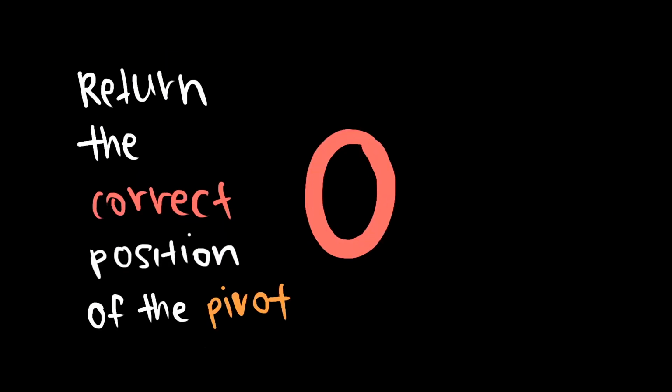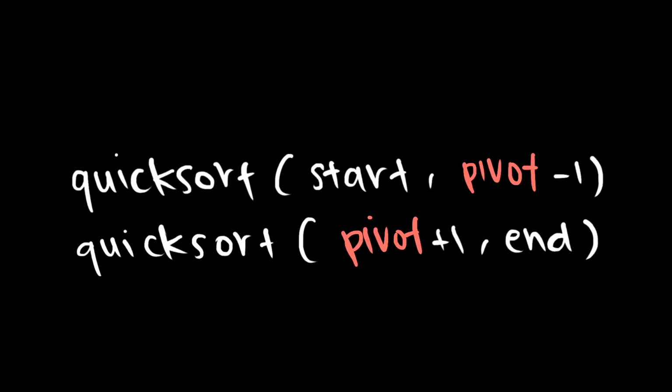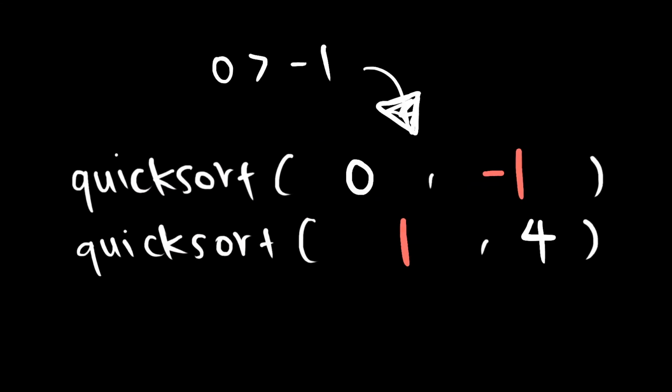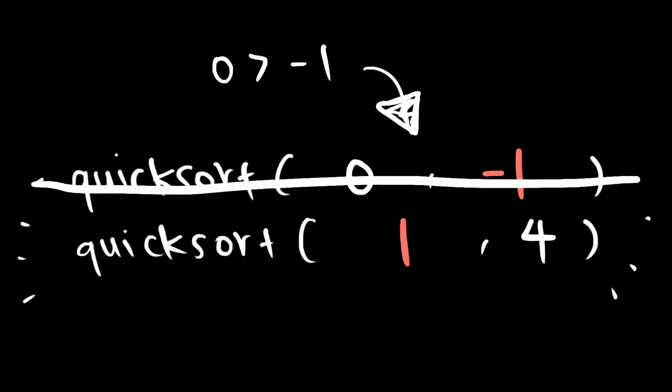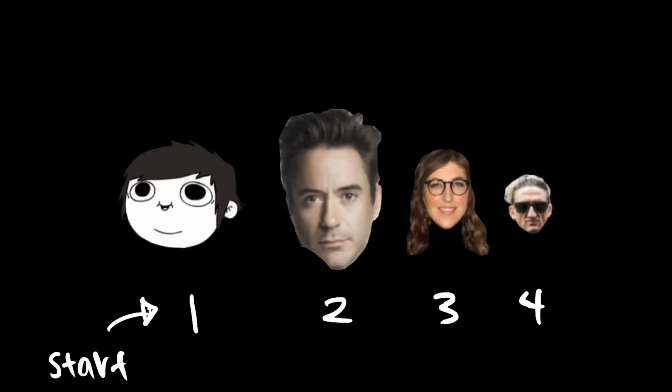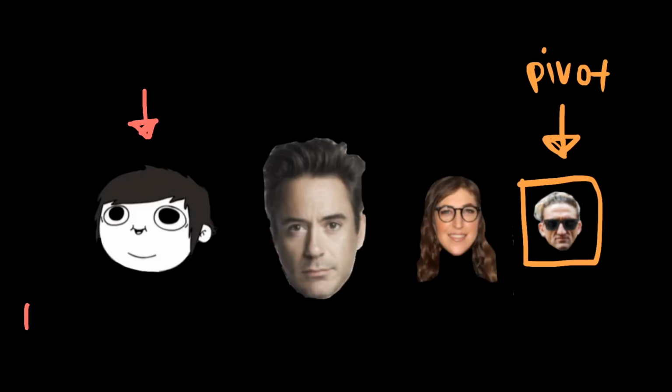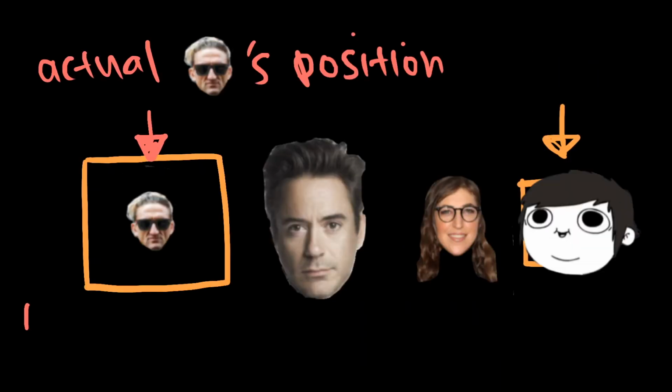Return that position so we can sort everything before and after that. Since there's nothing to sort before, we can now sort the after. Here we start with position 1 and end with 4. Pivot is the smallest again, so we can swap the first and the last.